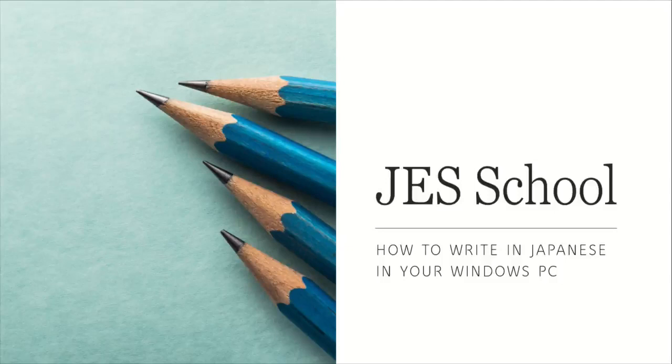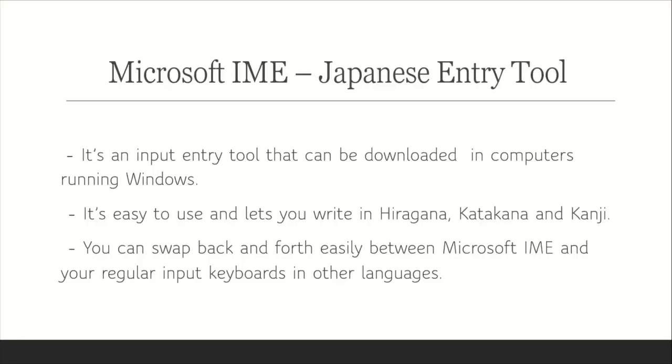My name is Carlos, and today I am going to explain to you how to write in Japanese using your regular keyboard in your Windows computer. So it's really easy. All we have to do is just download your Microsoft IME, which is a tool designed specifically for Japanese language in Windows computers. You can download it in pretty much any computer running Windows.